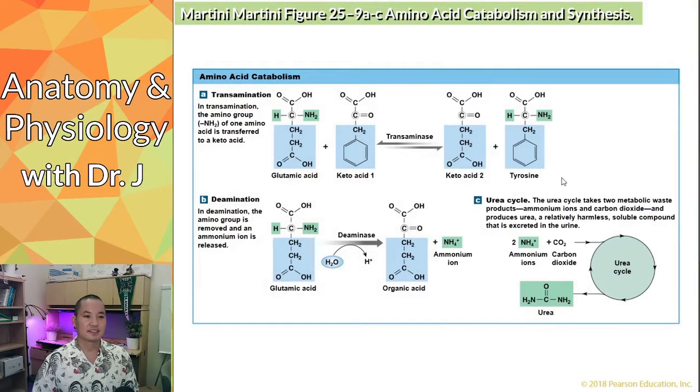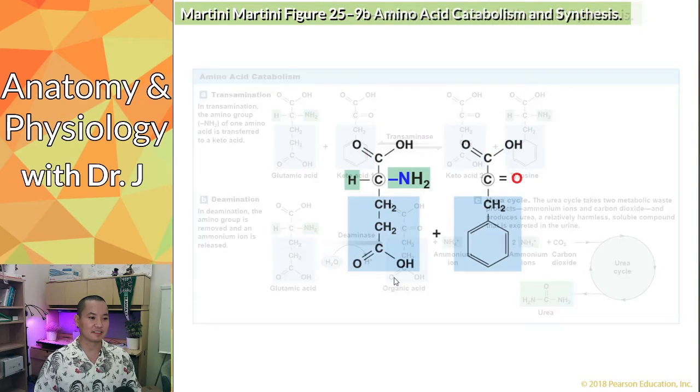Okay, so then this is how you get rid of the nitrogen. There are two main categories of chemical reactions: transamination and deamination. And the urea cycle, I don't expect you to know much about the details in that.